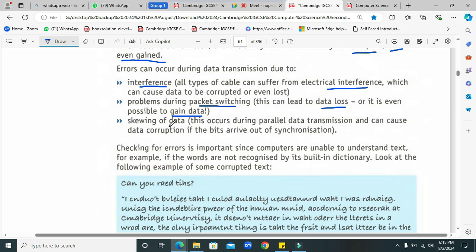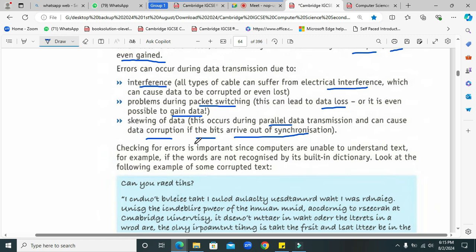Okay, now skewing of data, jumbled up. This occurs during parallel data transmission and can cause data corruption if bits arrive out of synchronization. That's what skew of data is, when your data is not in the correct order.